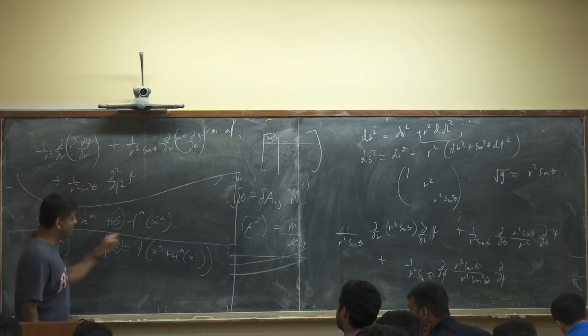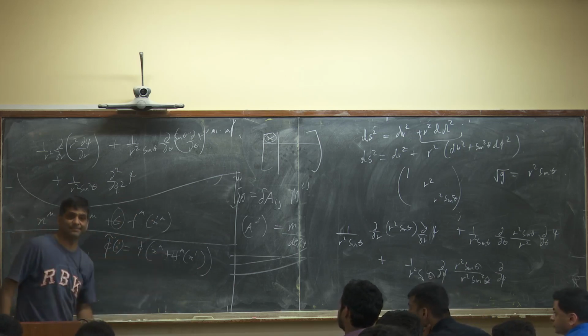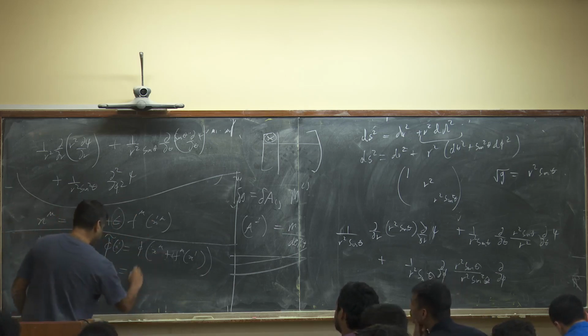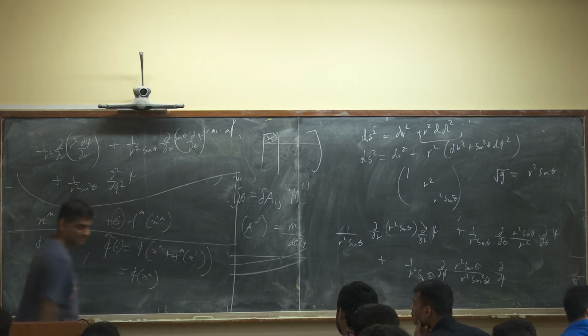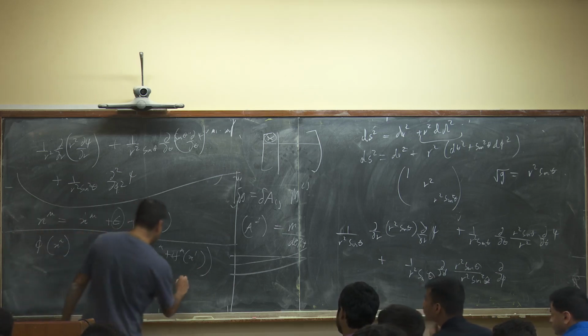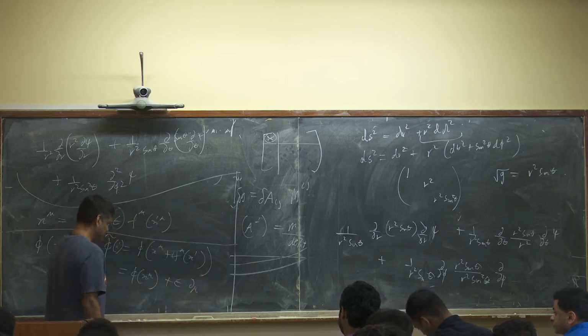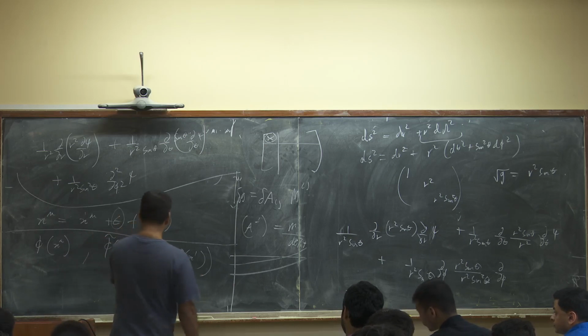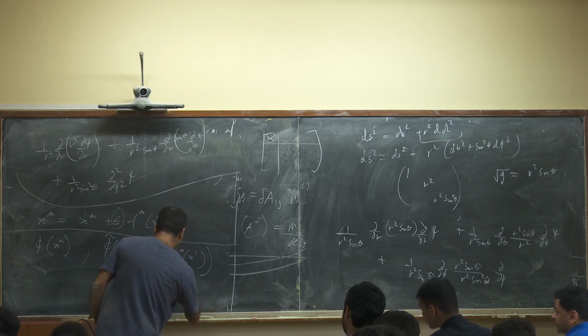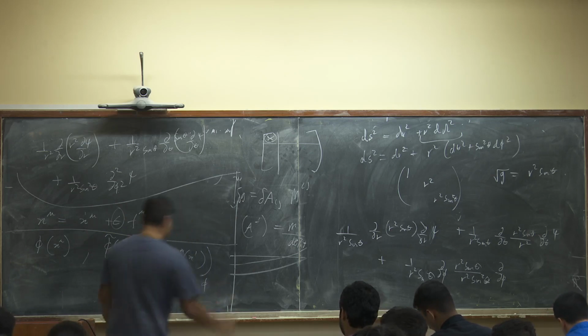Now what is the change in phi? Let's work this out by Taylor expansion. So this is equal to phi of x mu plus epsilon f mu of x prime times del mu of phi.